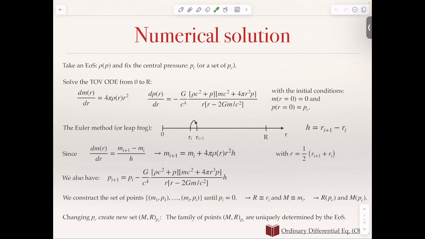So how do you solve differential equations in coordinate radius? I give here an example of the Euler method, but you can also choose the Runge-Kutta to get it more precise. Okay, so you have to solve two coupled differential equations that I stress here. And how do you do that?